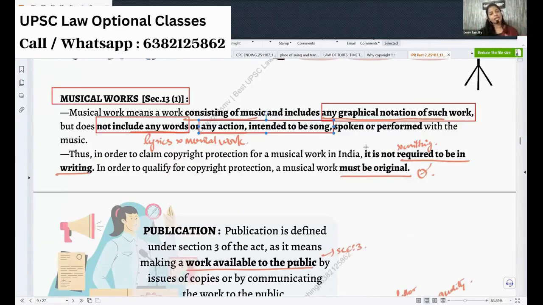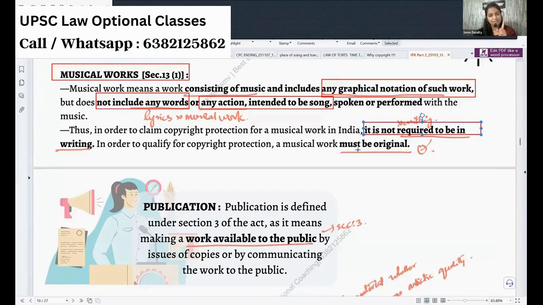Now coming to another point. It is not required for any musical work to be written. If it is written in notes, then that is protected, but it doesn't mean that only when it is written will it be protected. No, the music per se will be protected. For example, in ads we will have some particular music, especially in Maggie. We have this jingle, right? Maggie, Maggie, Maggie. That music note is copyright protected, like that.